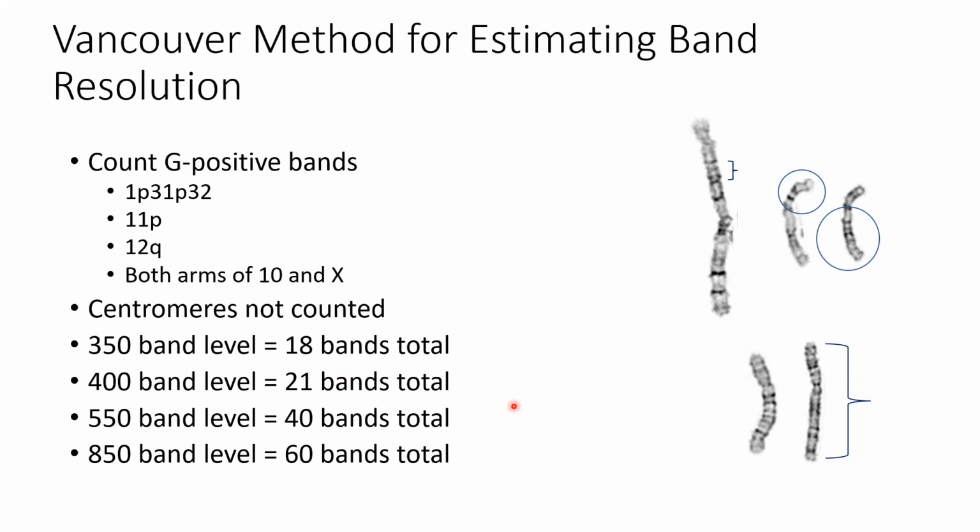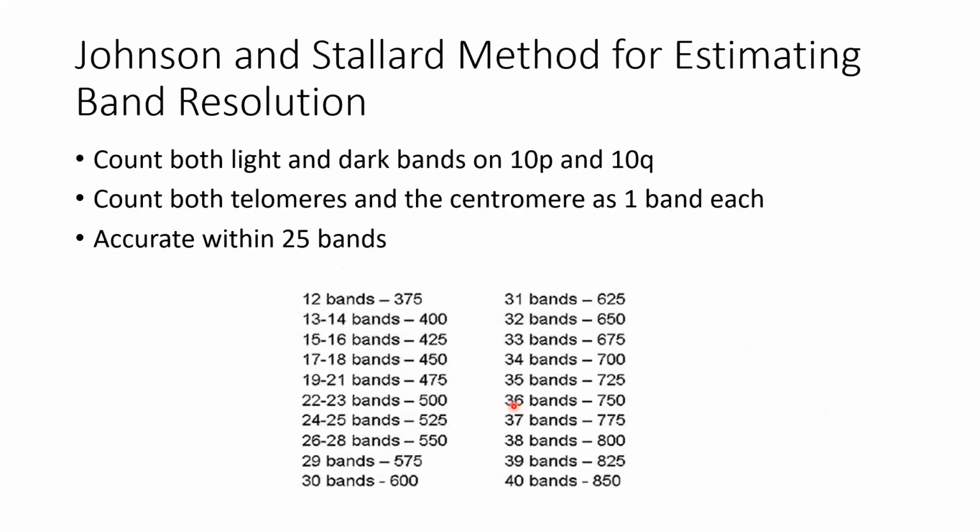Now, the one that I use mostly, because I only have to count the bands on one chromosome, is the Johnson and Stoller method. We count the light and dark bands on 10p and 10q. You also count the telomeres and you count the centromeres. And this is accurate within 25 bands. It's been shown over and over again that it's actually a very accurate method.